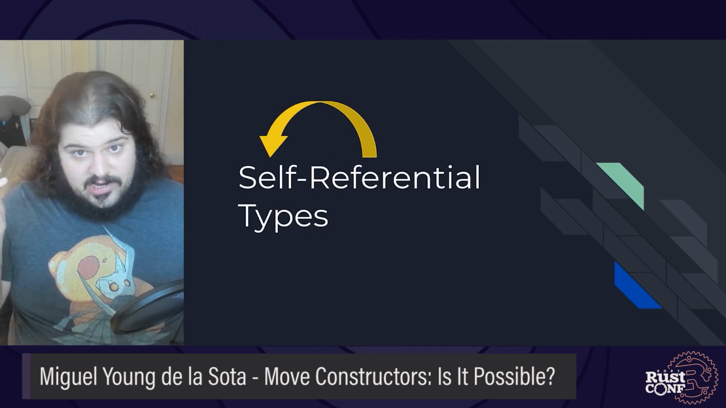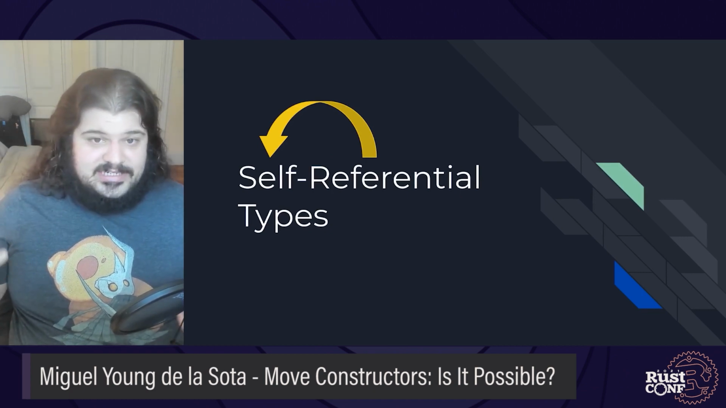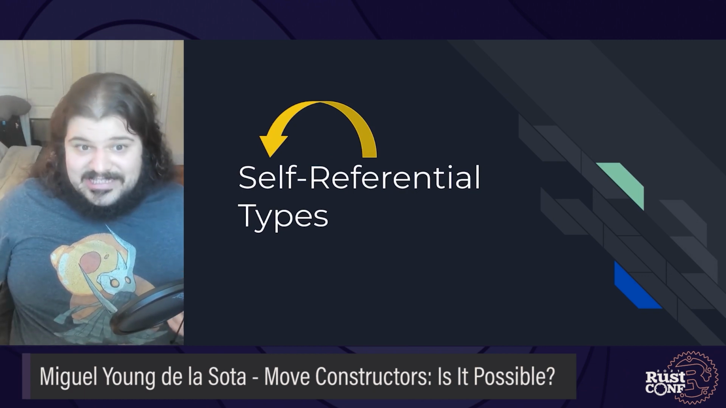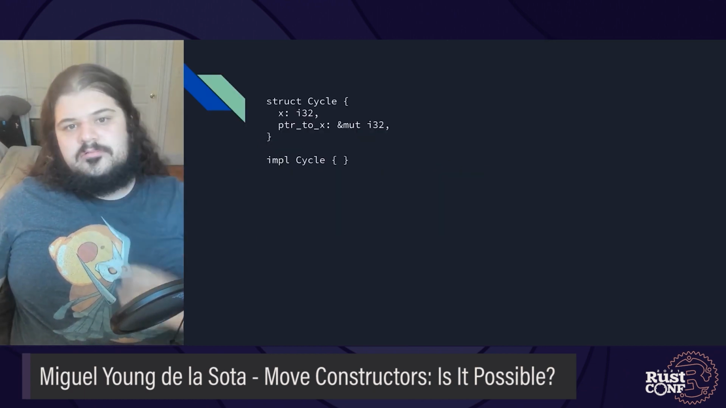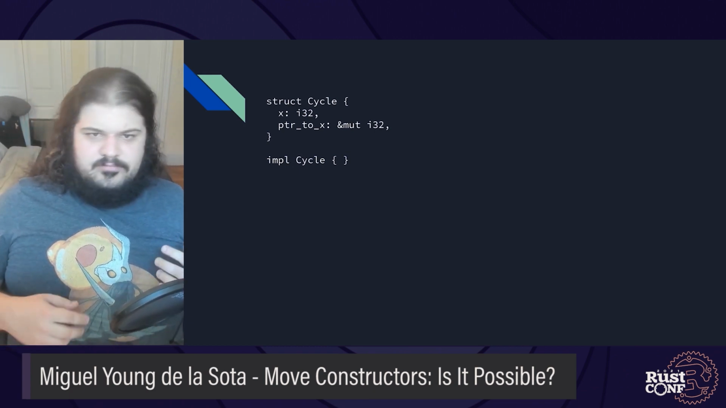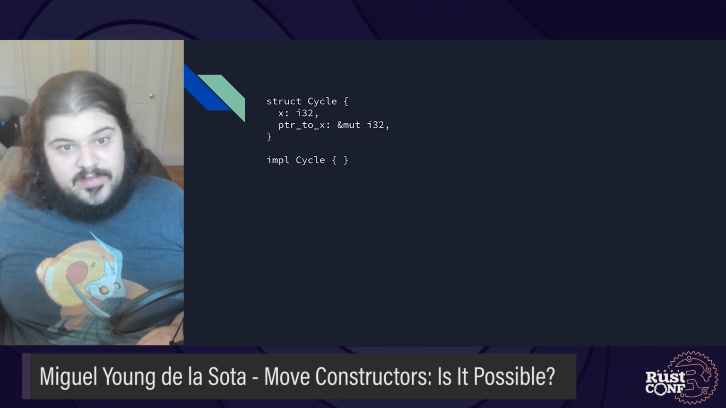To understand why we care about move constructors, we need to understand self-referential types. We want to create a type that can point into itself. We'll start with a struct that contains a value x and a reference to x, which we're going to call putter to x. Very creative.